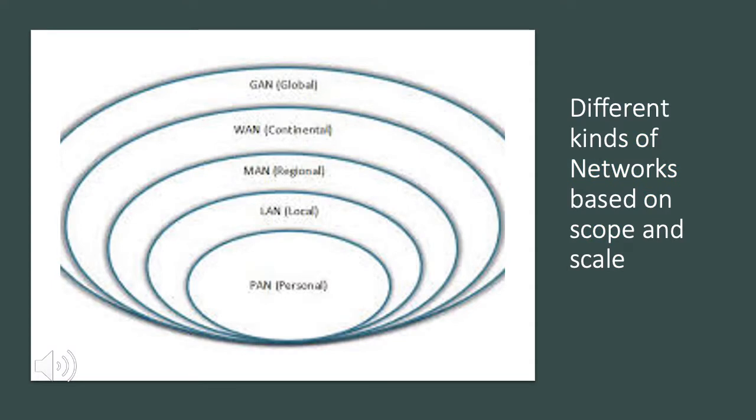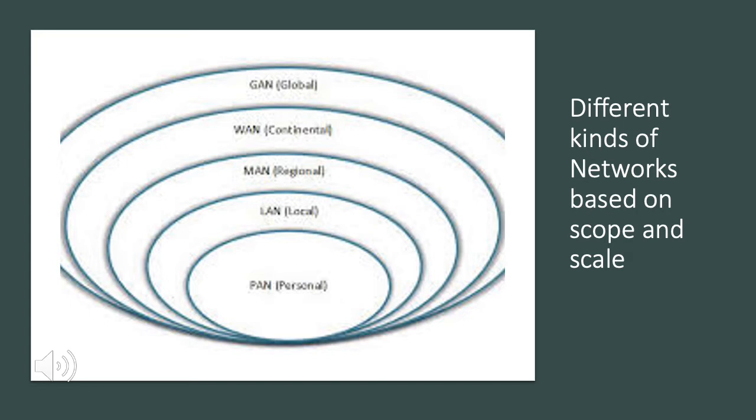Let us continue with our discussion on computer networks. In the previous session, we discussed how computer networks may be categorized according to the topology. In other words, the ways in which the network is arranged. Another way of dividing or distinguishing between different computer networks is based on their scope and scale.